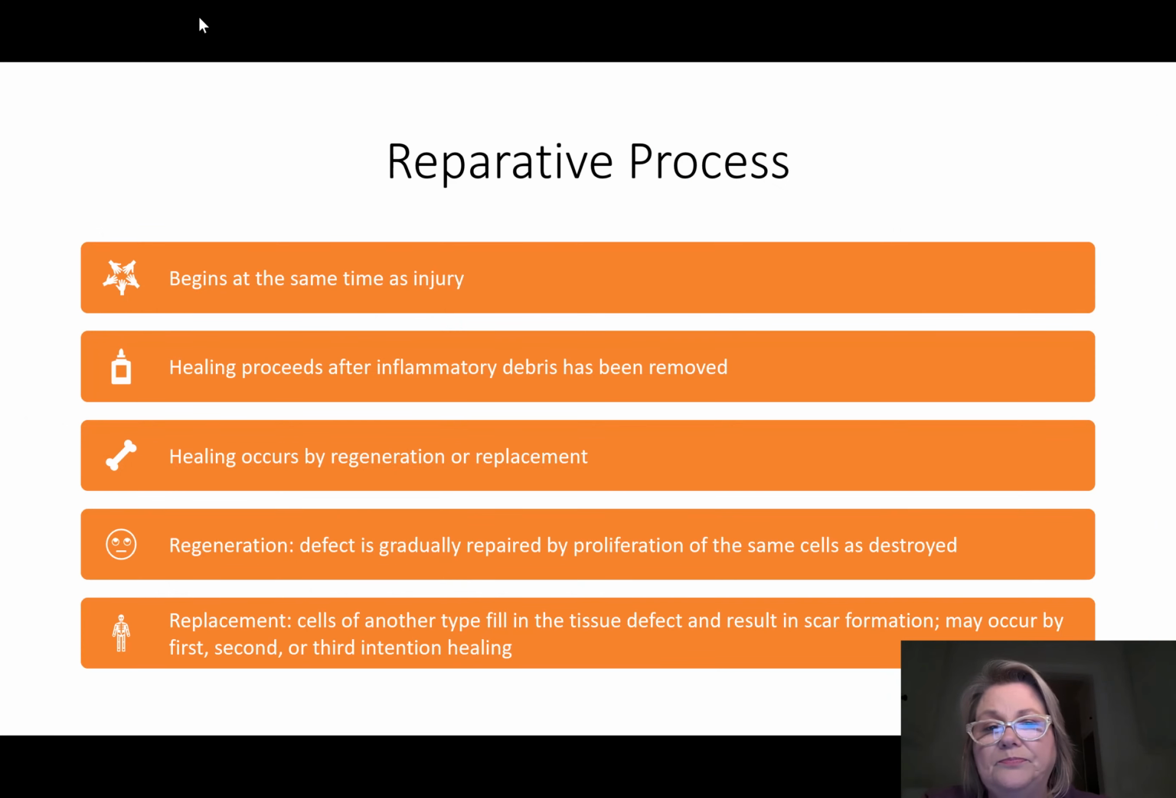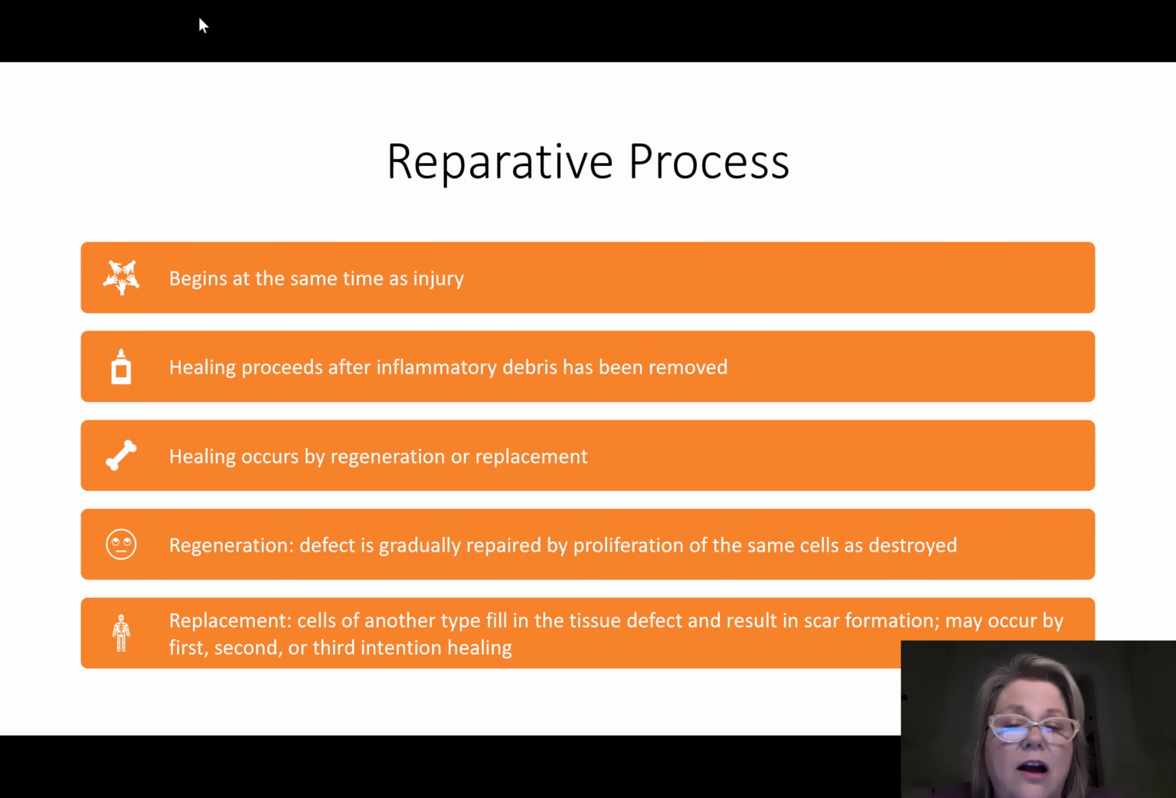Now, when we're talking about the reparative process, when does your body start trying to repair itself? So it begins at the same time as the injury. I mean, it's automatically, it's just right then. Healing proceeds after inflammatory debris has been removed. Healing occurs by regeneration or replacement. Regeneration, the defect is gradually repaired by proliferation of the same cells as destroyed.